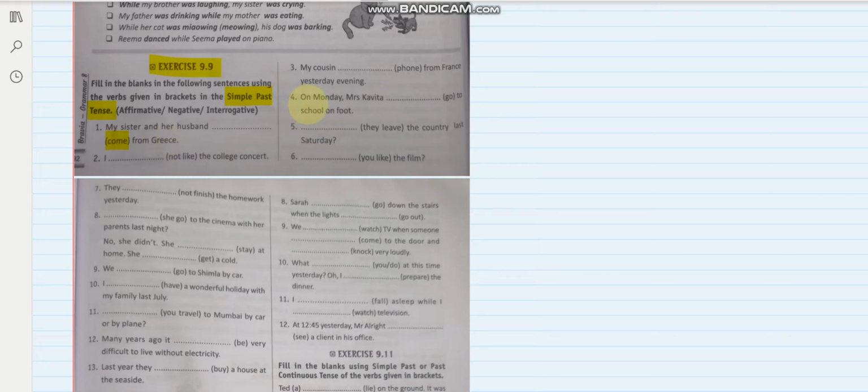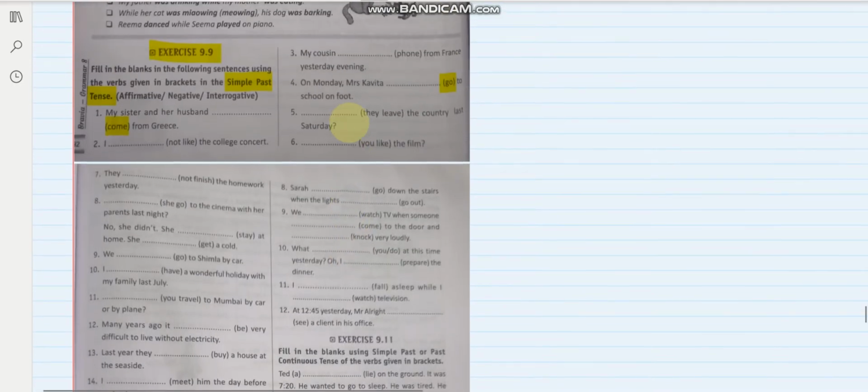Now look at the fourth one. On Monday, Mrs. Kavita blank to school on foot. So the verb given here is go and it will become went. So on Monday, Mrs. Kavita went to school on foot. I hope this is clear to you.